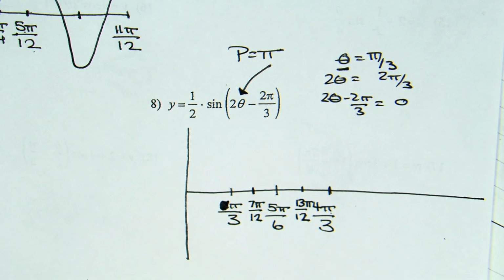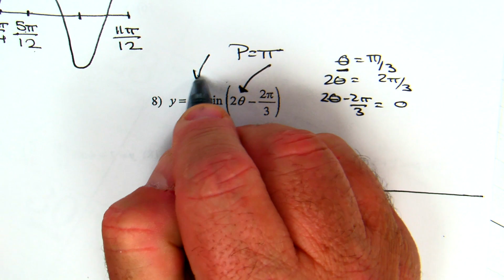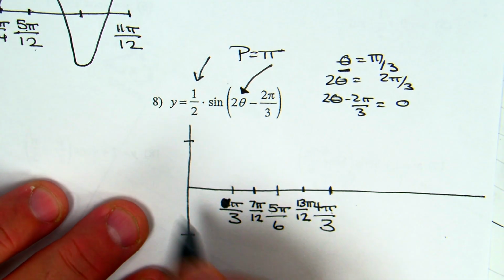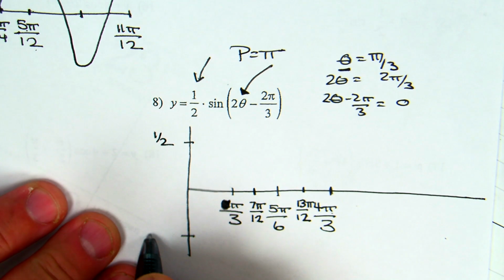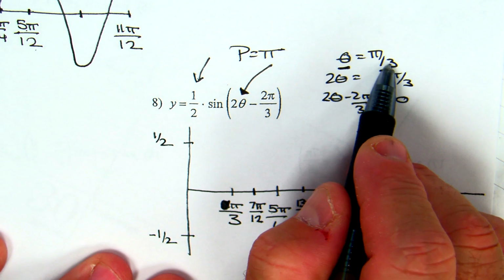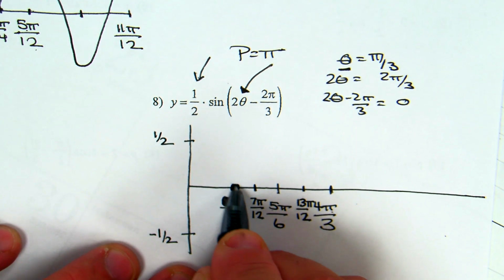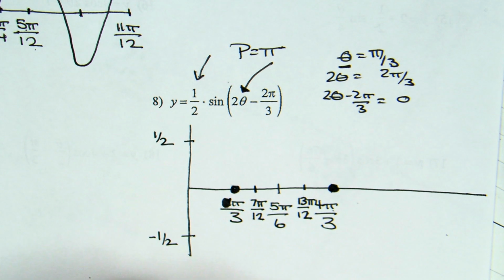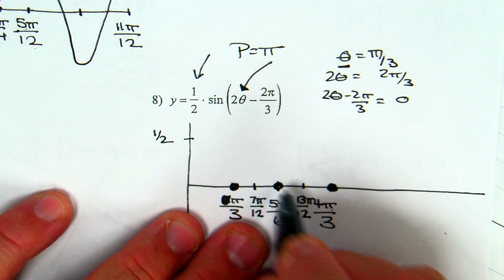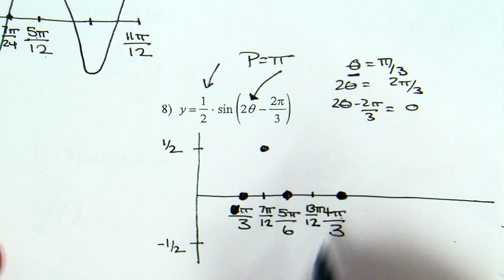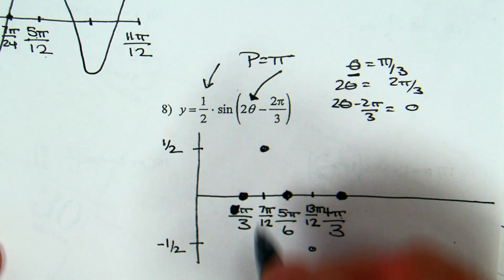The difference with this one is I don't have an amplitude of 1. I have an amplitude of 1/2. So I'm just going to come up here and label them 1/2 and negative 1/2. My left endpoint was the pi over 3, so that's going to be a 0. The right endpoint, 4 pi over 3, is going to be a 0. 5 pi over 6 is a 0. No negatives are involved, so that's a maximum. That's a minimum.